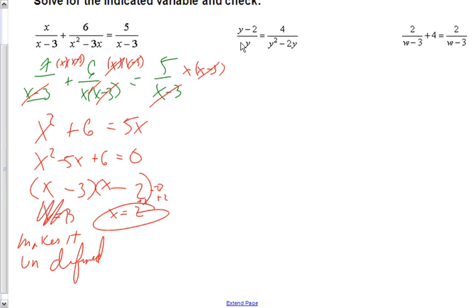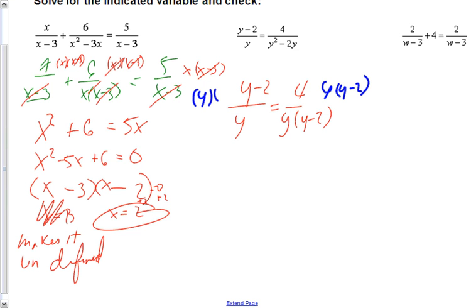Over here we have another one, okay? One of the things people like to do is cross multiply. Well, you can cross multiply. You're going to see it's a little harder if you cross multiply it, but you can do it. You just got to watch your factoring. If you factor the right one, you get y times y minus 2. Well, my LCD is y times y minus 2.